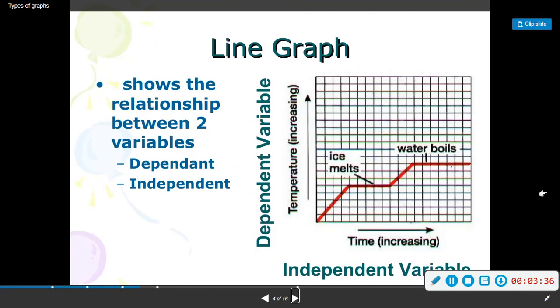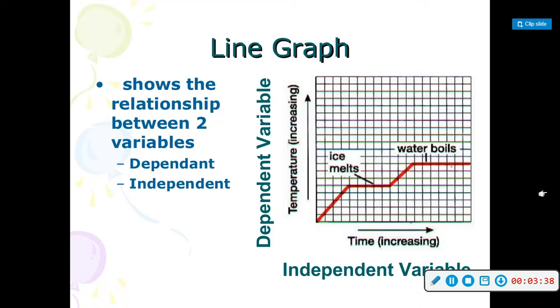So this is a line graph. You can see that time is increasing as temperature is increasing. So you've got a positive trend line, and it shows the relationship between two variables, your independent variable and your dependent variable.